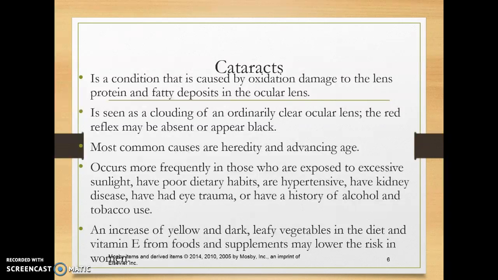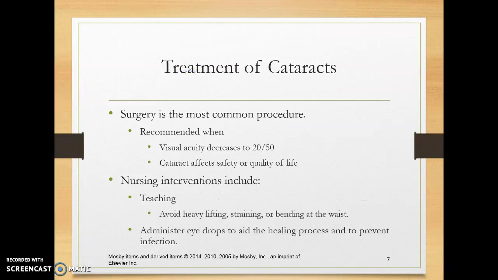And then if you see there, it occurs more frequently in those who are exposed to excessive sunlight, have poor dietary intake, have hypertension, have kidney disease, have eye trauma, but there's a lot of different things that can happen. So you have this fatty deposit of proteins and fatty deposits that happen in the lens itself, and then ends up causing this problem for the patient to be able to see. So a lot of times they have surgery. Many times that's like the actual, not cure, I want to say, but the intervention for this.